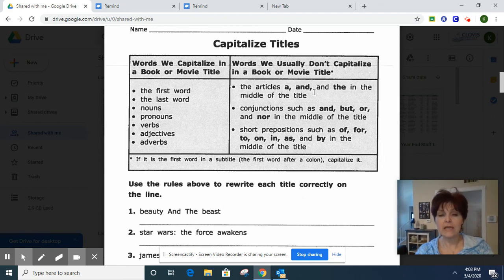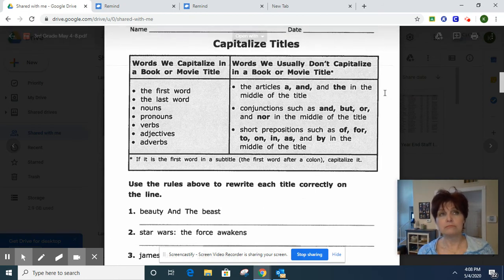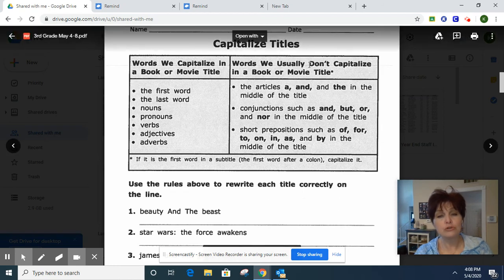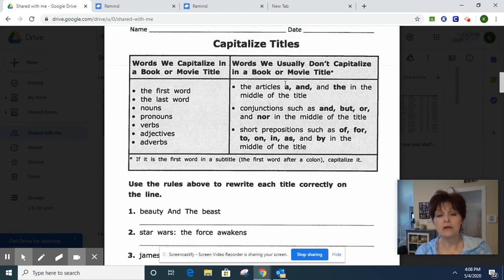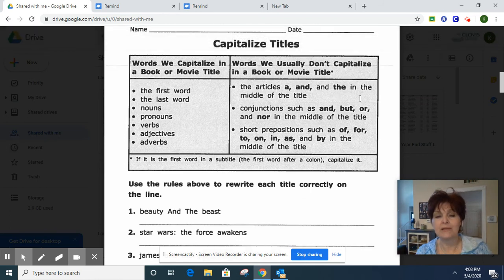So the articles a and the in the middle of the title. So these are other things that you're going to look at, but you don't usually capitalize. So like a movie, like the book, let me go with that one, The One and Only Ivan. So the doesn't necessarily have to be capitalized. However, it was the beginning of the sentence, so it did, but not always.